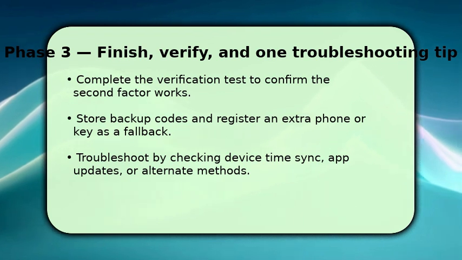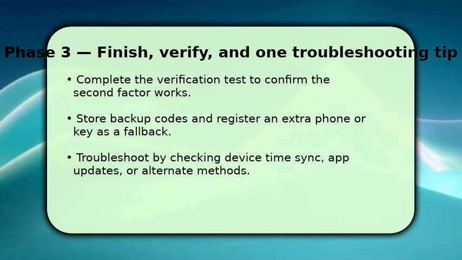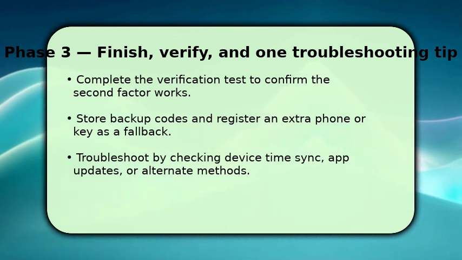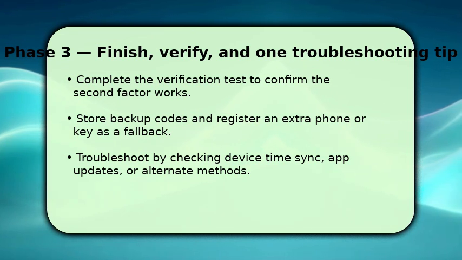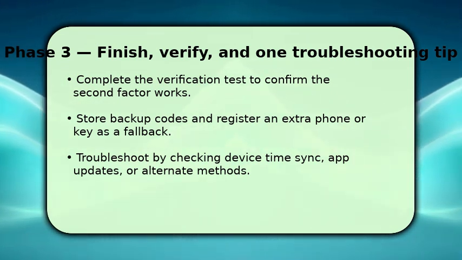Make sure device time is correct, because authenticator codes depend on it. If something fails, resync your phone's clock, update the Authenticator app, or use backup codes to regain access. That completes the setup.